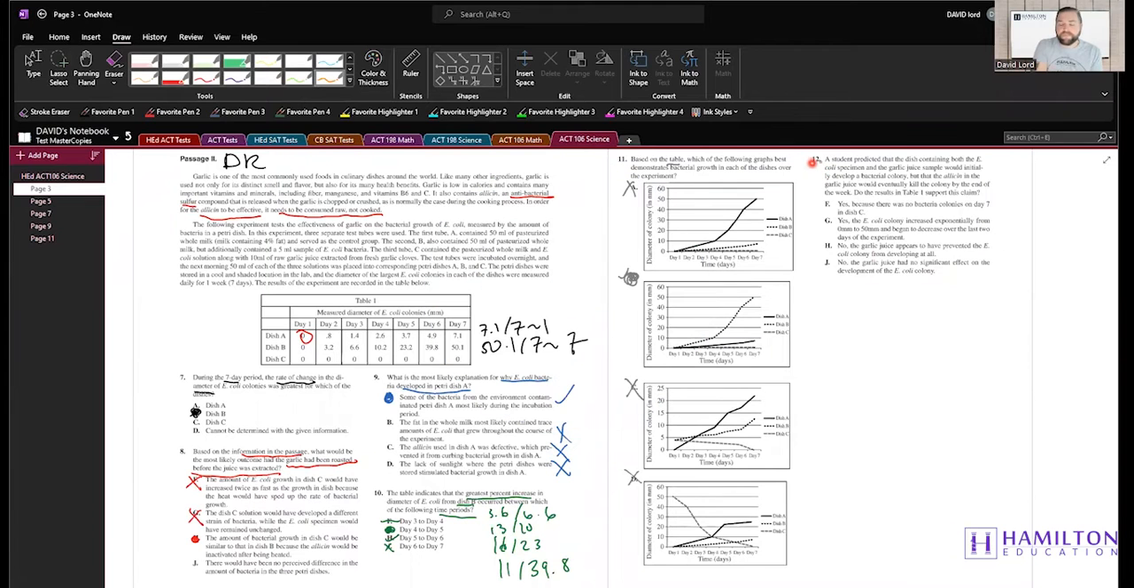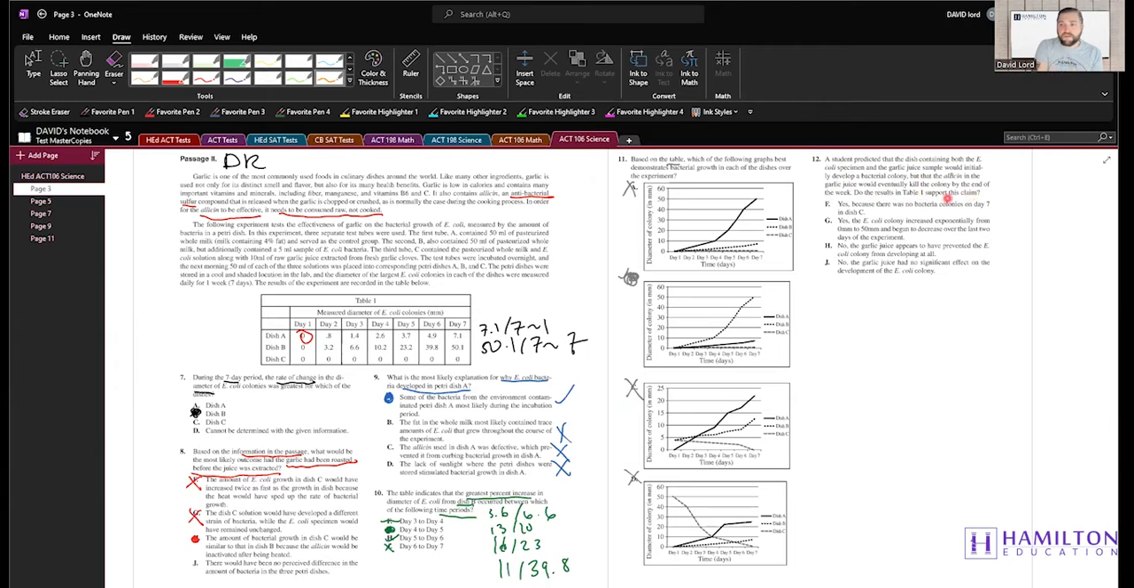Question number 12. A student predicted that the dish containing both the E. coli specimen and the garlic juice sample would initially develop a bacteria colony, but that the allicin in the garlic juice would eventually kill the colony by the end of the week. Do the results in table 1 support the claim?